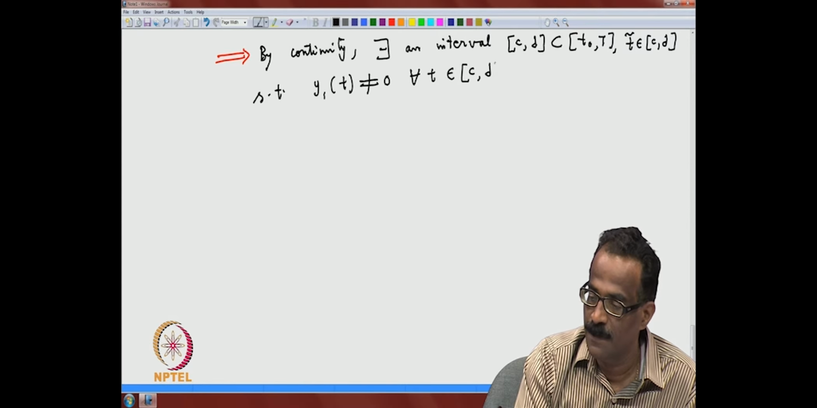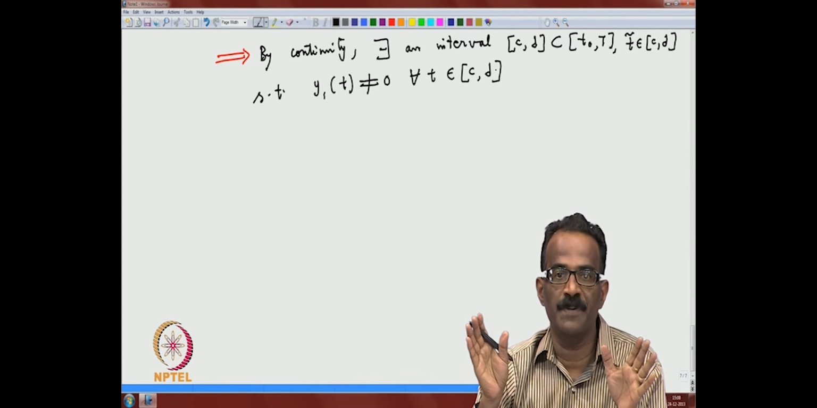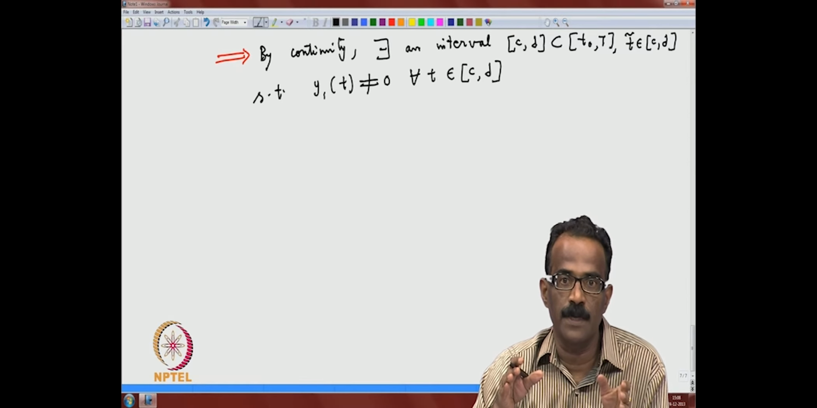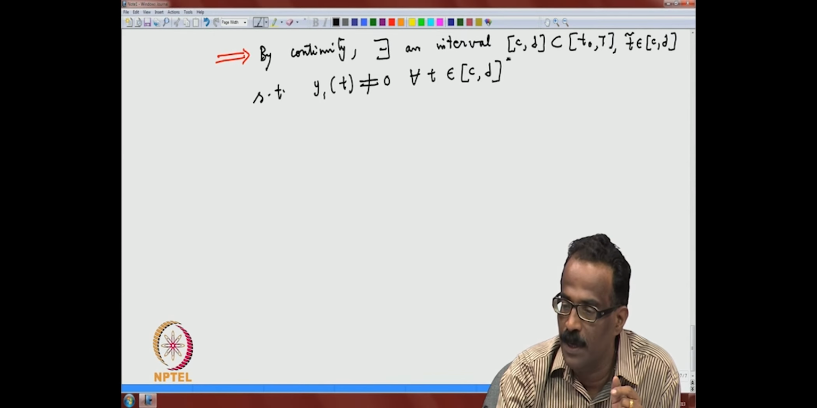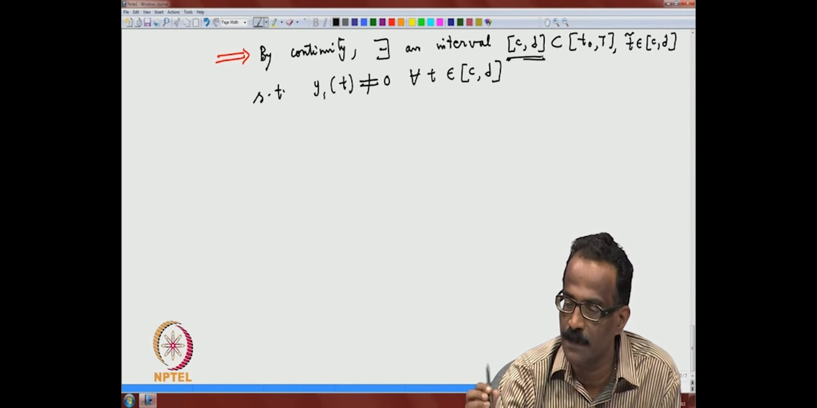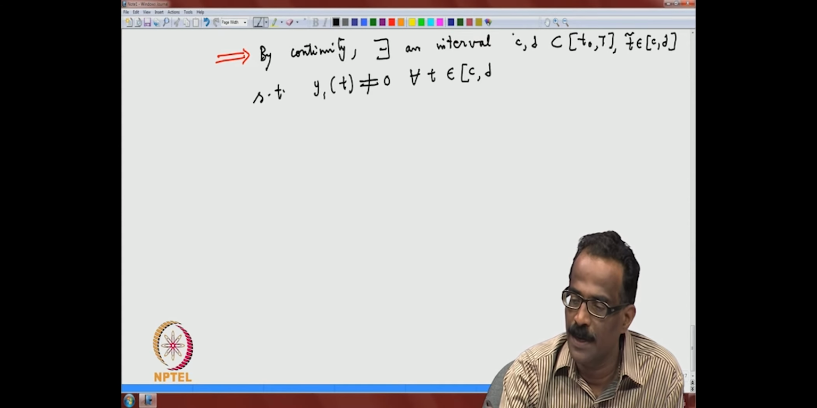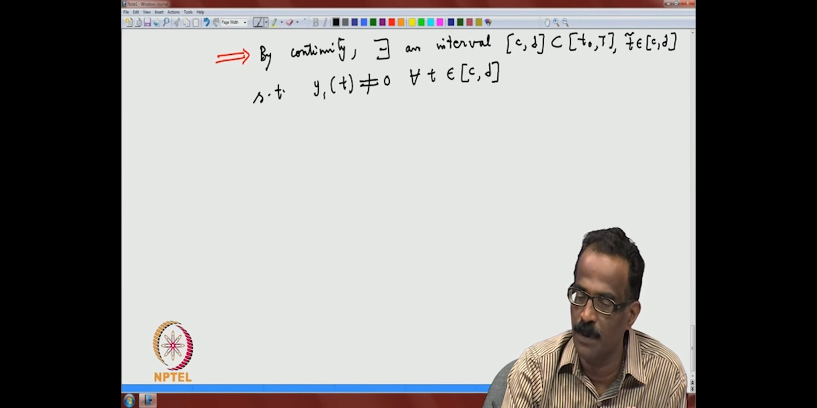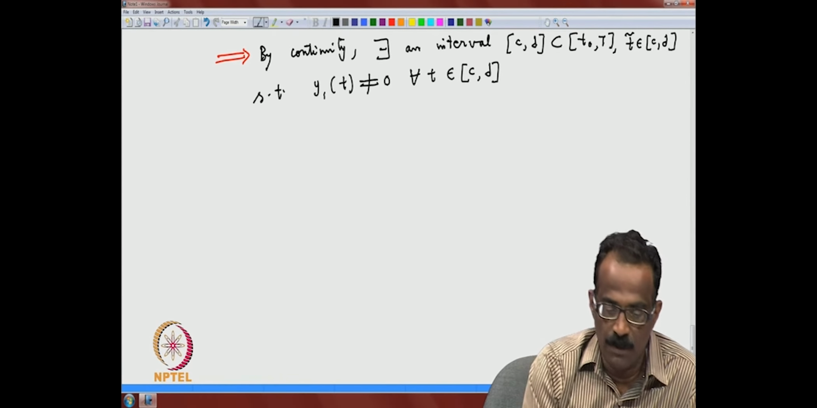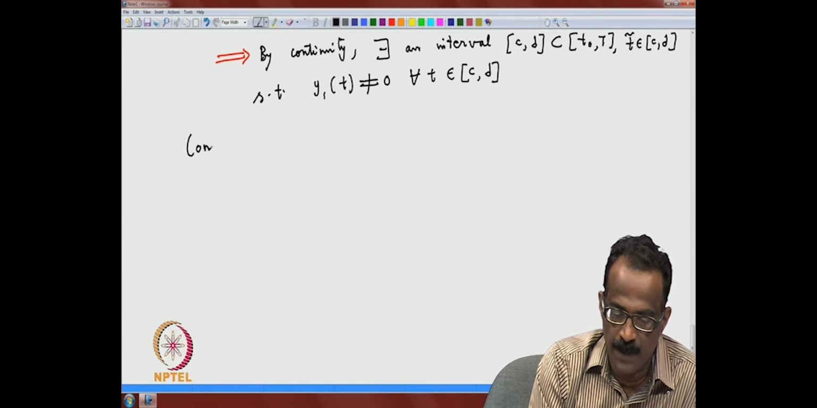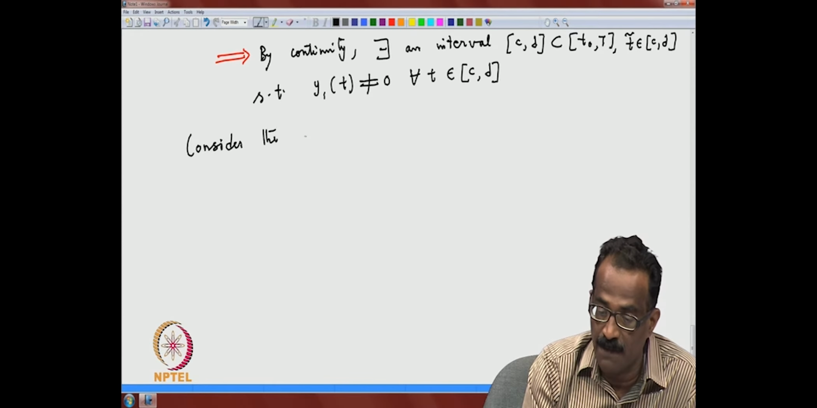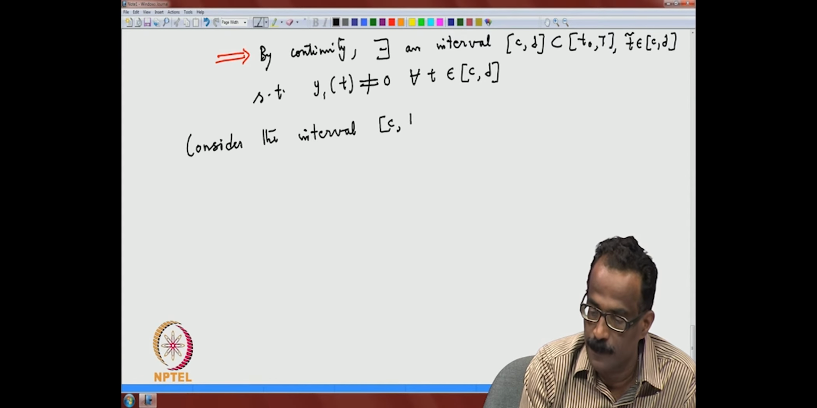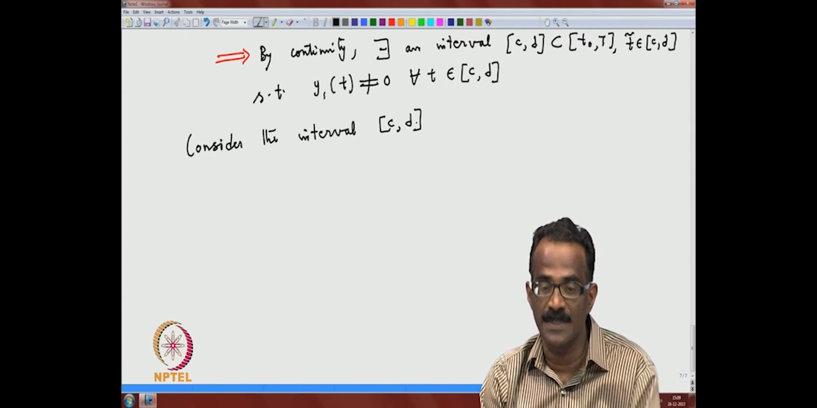You see, what we are using is just continuity of the function y1. If a function is not equal to 0 at one point, it is not equal to 0 in a neighborhood of that point, and that neighborhood I take to be CD, nothing more than that. That is a simple analysis problem. Now, this is the only trick we have to follow carefully. Consider the interval CD. We are doing all analysis in CD right now.